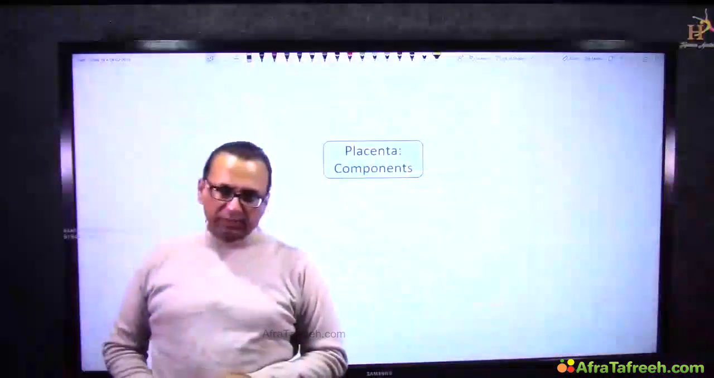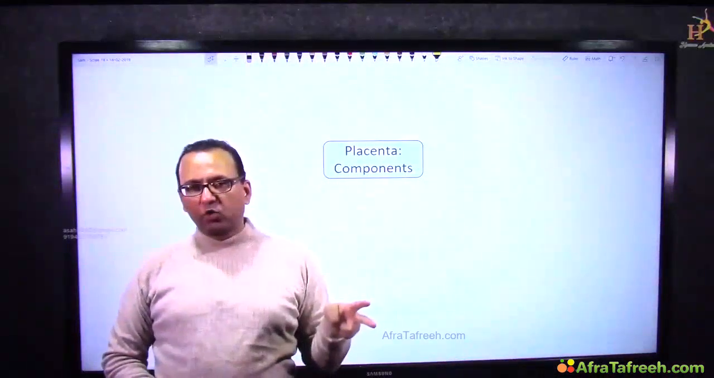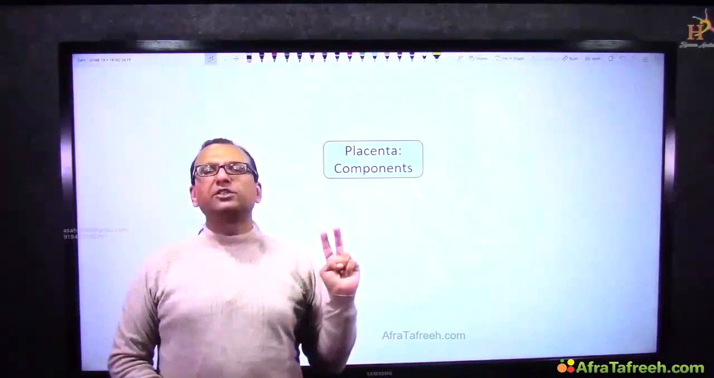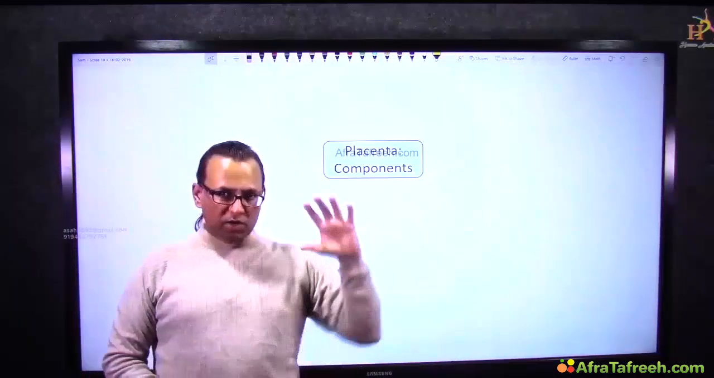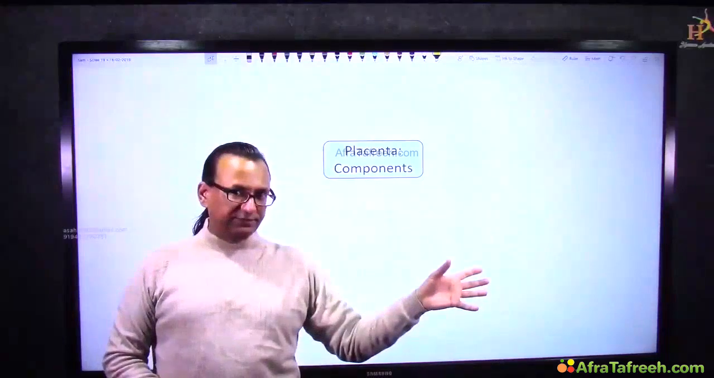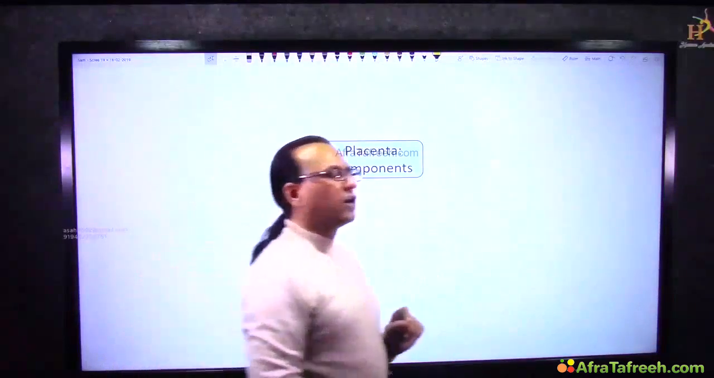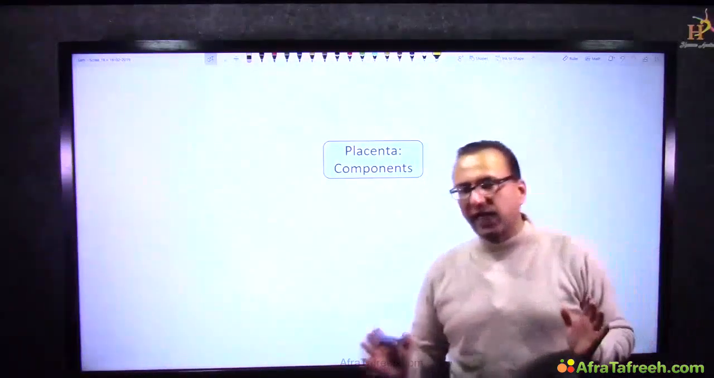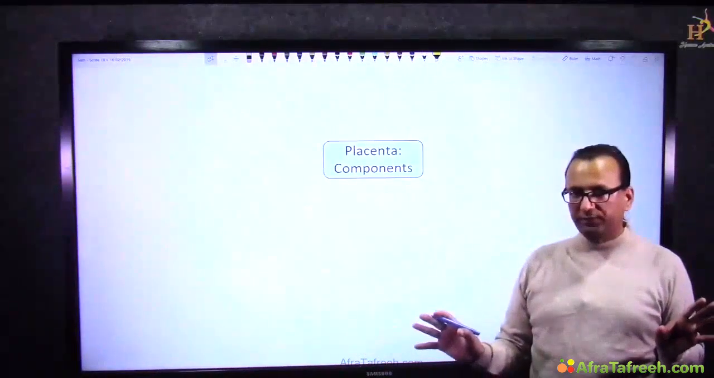Now let us focus upon placenta components. There are two of them. One is maternal and one is fetal. Maternal is the uterine component, which is called decidua basalis. And the fetal is the chorion frondosum. Let us look at some diagrams now for both the components of the placenta.